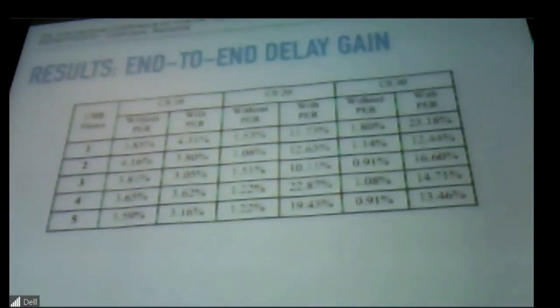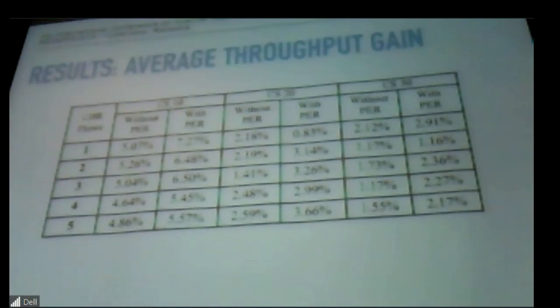We also obtain the end-to-end delay gain. The congestion control mechanism actually performs well during high PER and high cache size values. For the average throughput gain, it is slightly better compared to the original BPSN protocol.